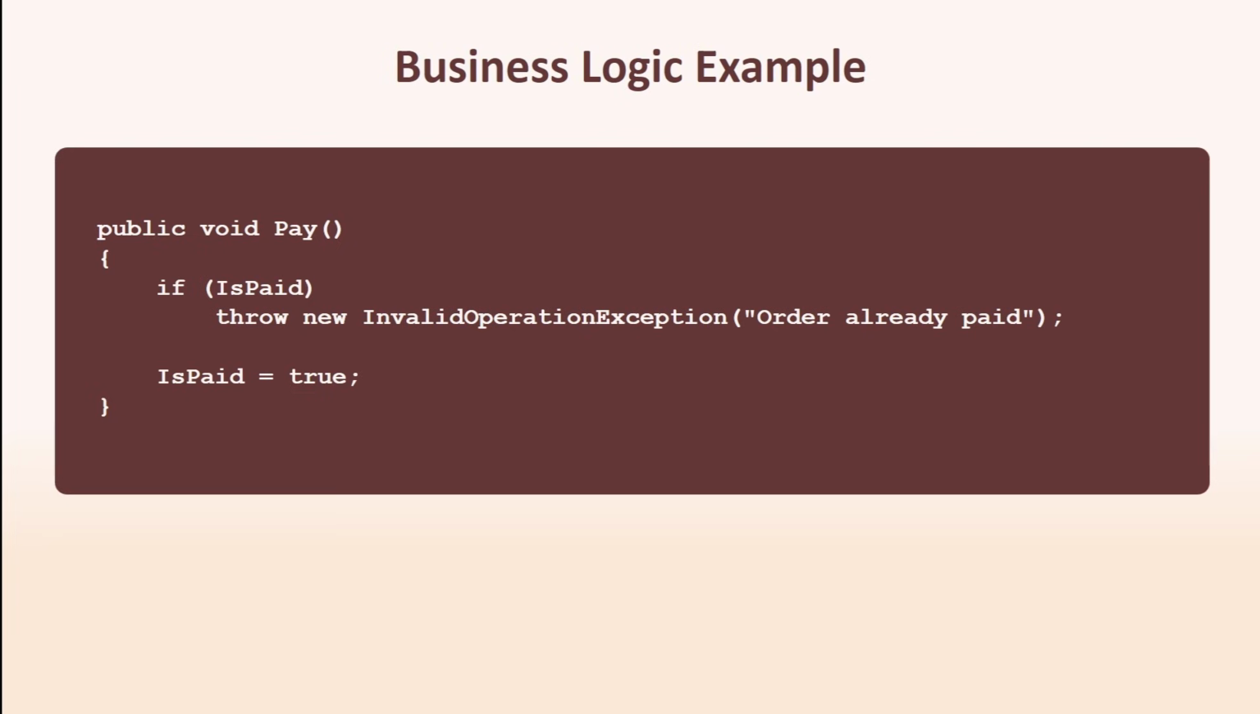This is a simple example of business logic inside the domain. Here, the pay method checks if the order is already paid. If it is, it throws an exception and stops the operation. This means the domain is protecting itself from going into an invalid state. The business rule to check whether the order is paid or not lives inside the domain and not in the UI or the database. This makes your system easier to understand, safer to change, and much easier to test because the rules are enforced in one clear place.